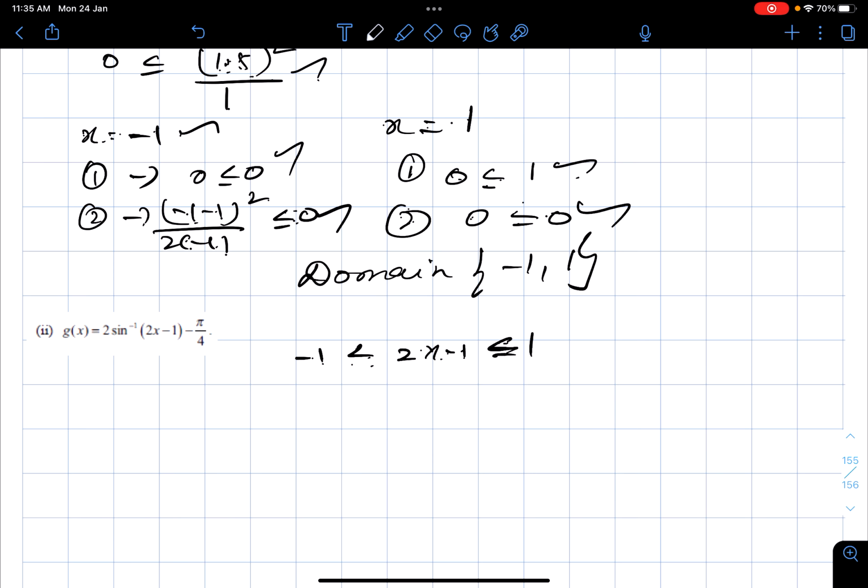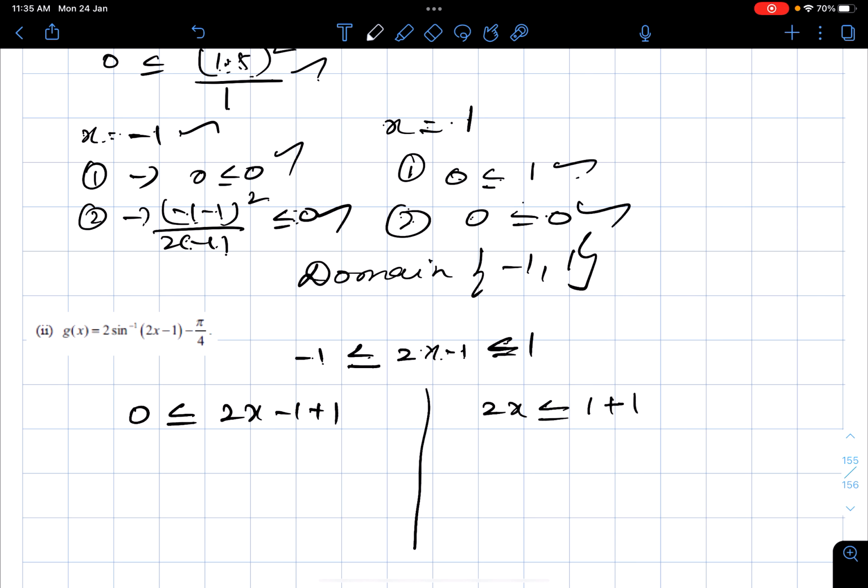Bring the minus 1 to the other side: 0 less than or equal to 2x minus 1 plus 1. Similarly on this side, the 1 goes to the other side, so you take it as less than or equal to 1 plus 1. Here it is going to be 0 less than or equal to 2x, since both get cancelled, and here 2x less than or equal to 2. Dividing by 2, it is going to be 0 less than or equal to x, and x less than or equal to 1.